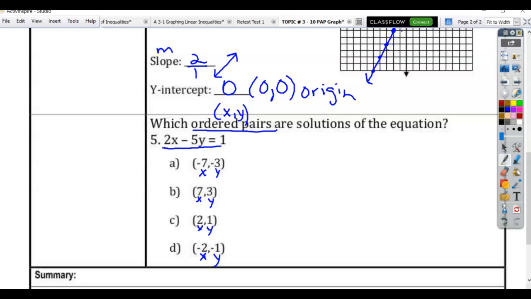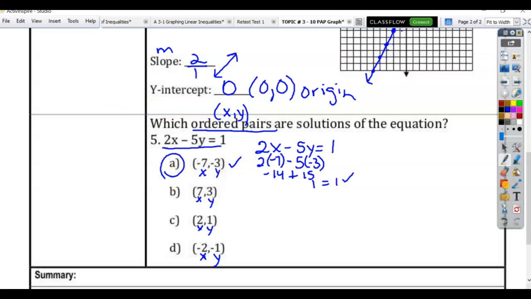So I'm going to come over here. I've got my 2x minus 5y equals 1. I'm going to plug in for the x a negative 7. In for the y, I'm going to plug in a negative 3. I'm taking my first point. Okay, 2 times negative 7 is negative 14. Negative 5 times a negative 3 is positive 15. Negative 14 plus 15 is 1. That equals my 1. Okay, so that one is a solution.